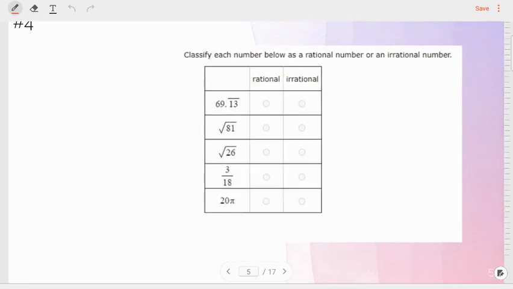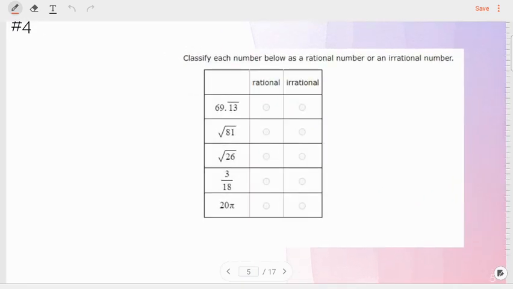Number 4 asks me to classify each as a rational or irrational number. Now remember, to tell the difference, rational has the word ratio in it, which means fraction. So in other words, rational number means I'm going to ask myself, can I write that number as a fraction? Irrational means it's not possible to write that number as a fraction. So let's go ahead and simplify. Let's see if we can write these as a fraction.